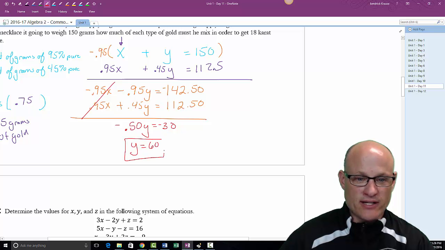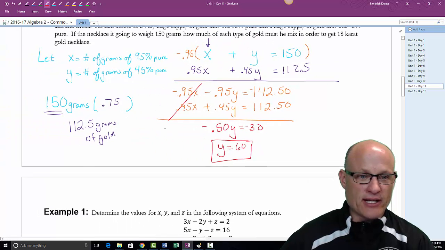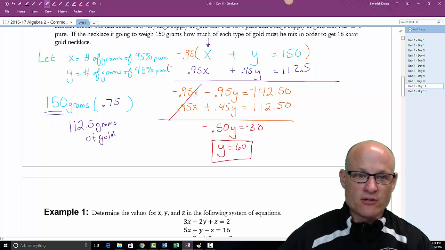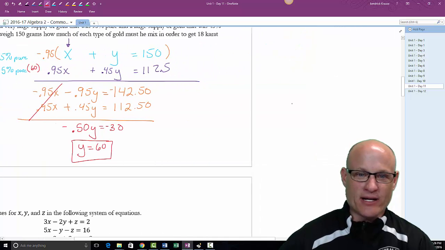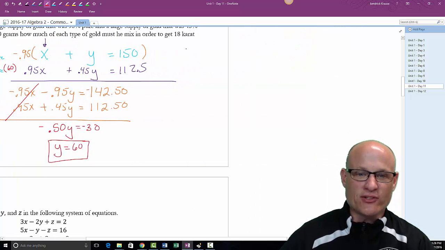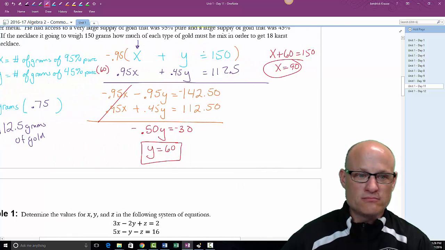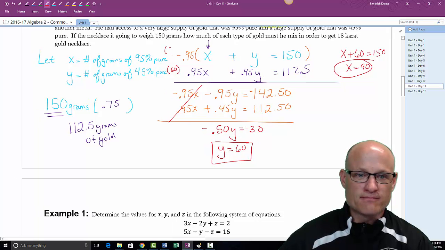Okay, let's see. That's half the battle. That means we're going to have 60 grams of that. So if y is 60, I'm going to go back up to this original equation. x plus 60 equals 150. That means x has to equal 90. Oh, so x is 90.